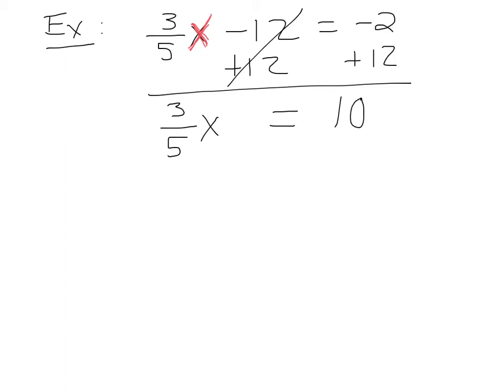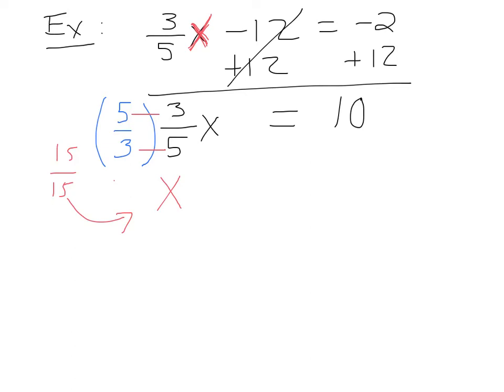Here's the thing. What's happening to x right now? X is being multiplied by 3/5. So normally you would divide by 3/5. But dividing by a fraction is the same as multiplying by its reciprocal. So notice I'm just going to take 3/5 and flip it upside down. If I multiply that on this side, it's going to leave me with 1x, because 5 times 3 is 15, and so is 3 times 5. 15 over 15 is 1x.